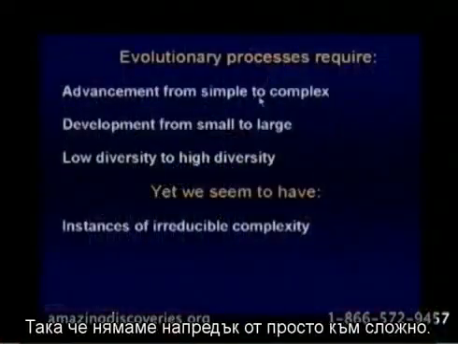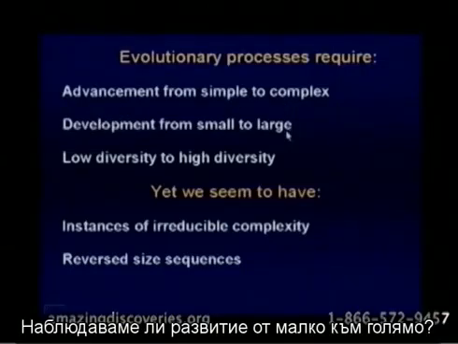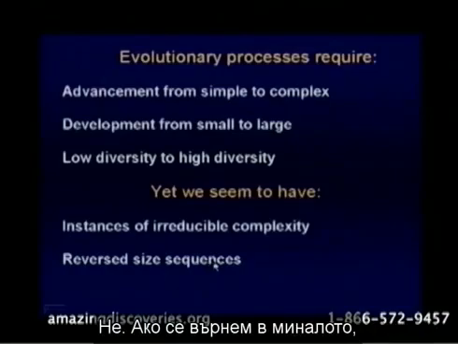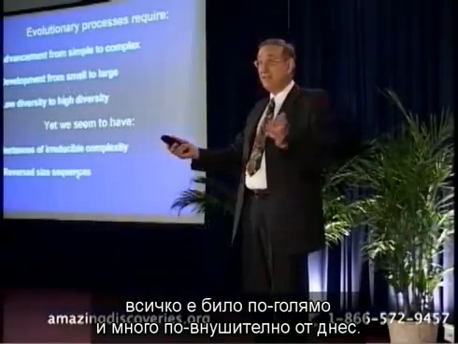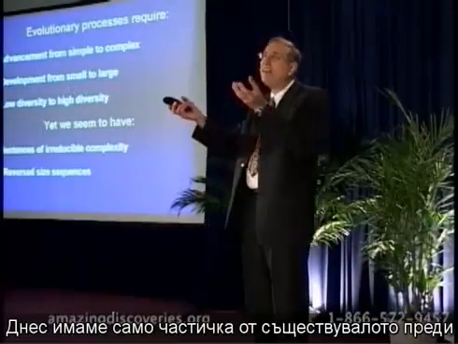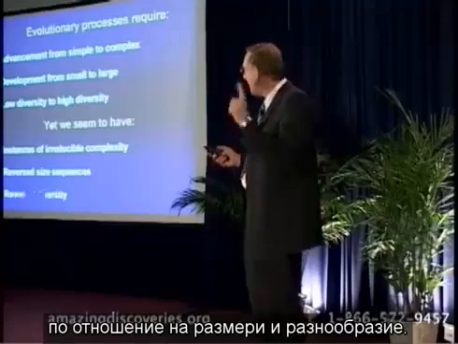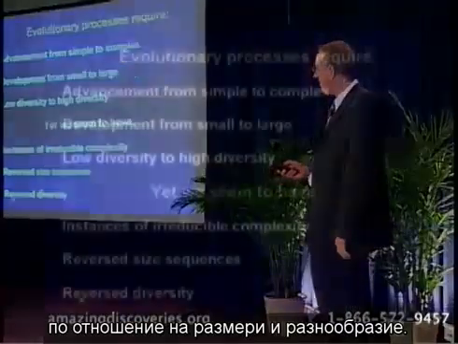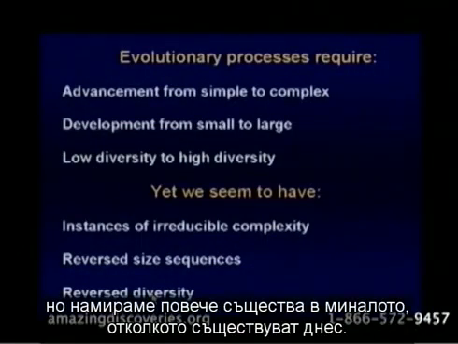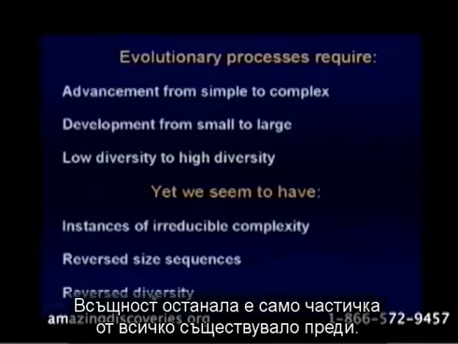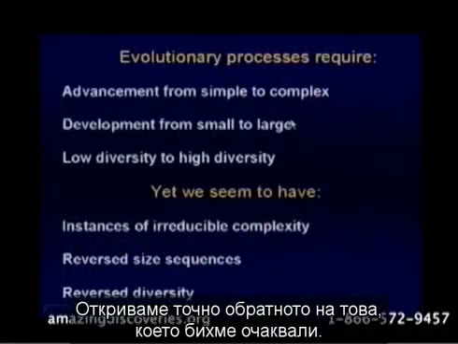So we don't have advancement from simple to complex. Everything was always complex. Do we have small to large? No. If we go into the past history, everything was bigger and larger and more magnificent than it is today. Today we have but a fraction of what used to exist in terms of size and in terms of diversity. We have reverse diversity. We would expect low to high, but we find far more creatures in the past than exist today. In fact, we only have a fraction left of what used to live. So we find exactly the opposite to what is to be expected. Well, that's a problem.